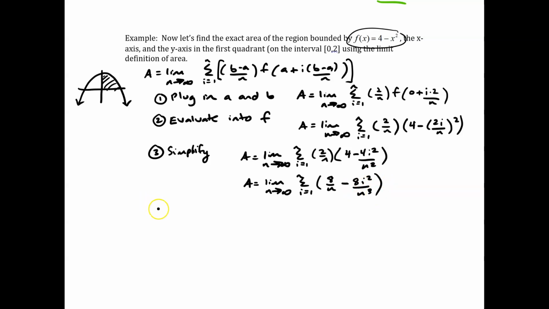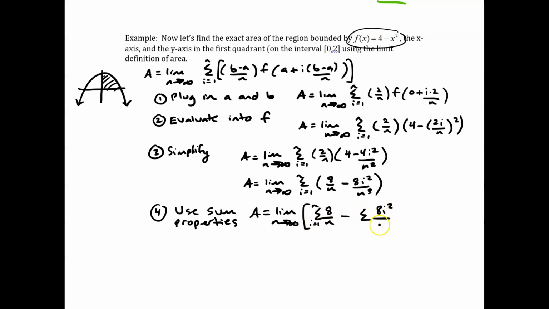Okay. Step 4, I am going to use the sum properties. And when I say use the sum properties, I mean let's break this up into multiple sums. So A is equal to limit n goes to infinity of the sum of 8 over n as i goes from 1 to n, minus the sum of 8i squared over n cubed as i goes from 1 to n.